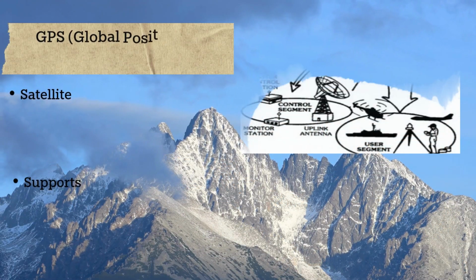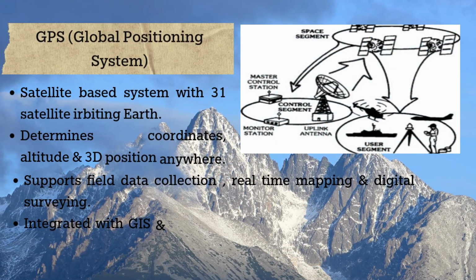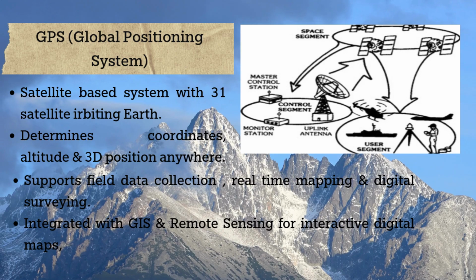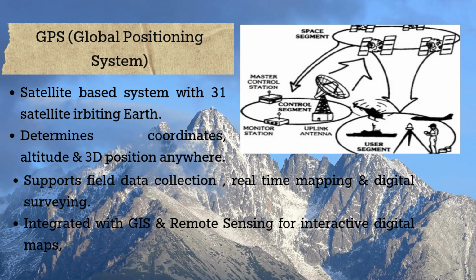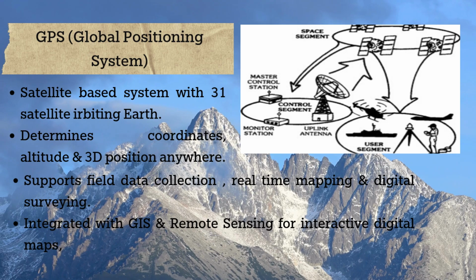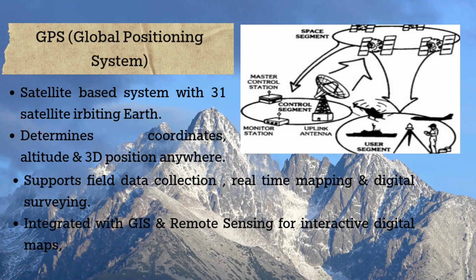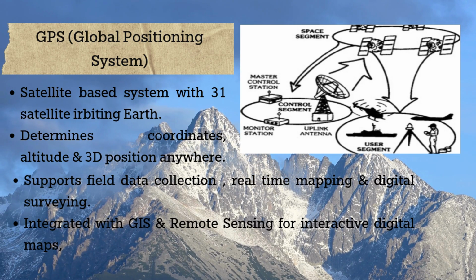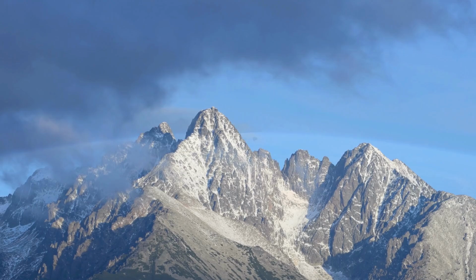GPS, or Global Positioning System, was developed in the 1970s and became widely used in mapping during the 1980s. It uses satellites to provide precise location, time, and movement anywhere on Earth. In modern mapping, GPS helps collect field data, create real-time maps, and conduct digital surveys, delivering highly accurate and up-to-date information when used together with GIS and remote sensing.